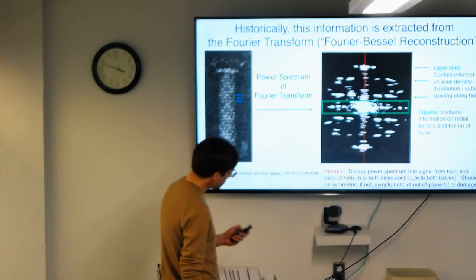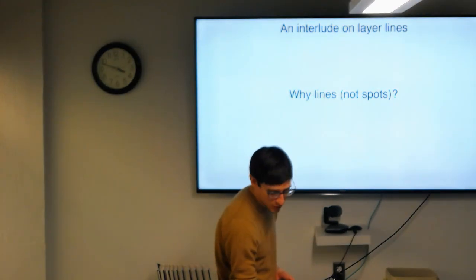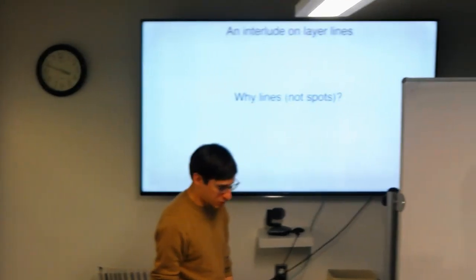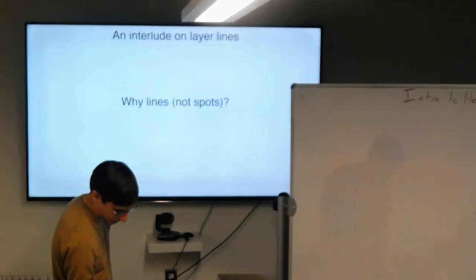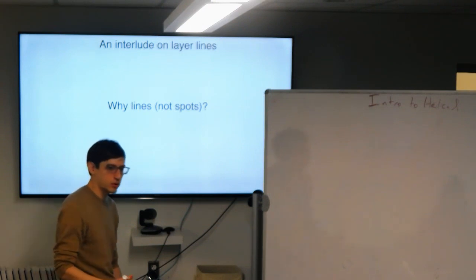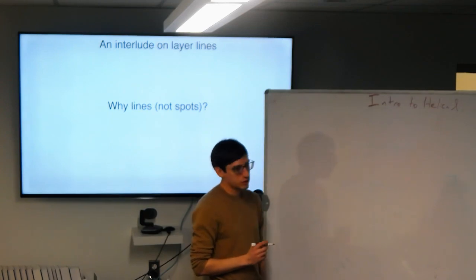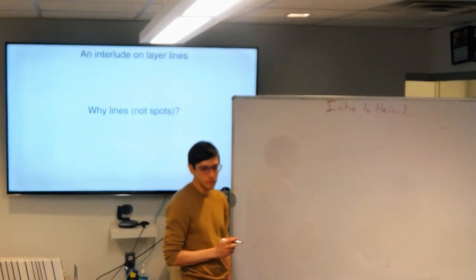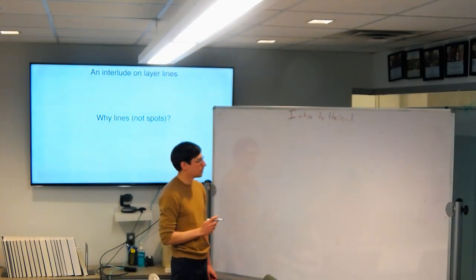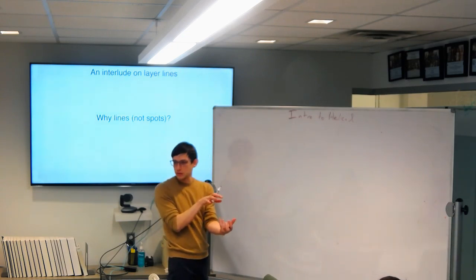All right, so I find it difficult to explain why you get lines without using a whiteboard, so I'm going to give you a brief conceptual description of why lines. All right. So, can you see the board? Yeah, looks good. All right, so I told you before that the diffraction pattern that we get from a helical tube is basically the sum of the images of the front and the back of the tube, right?